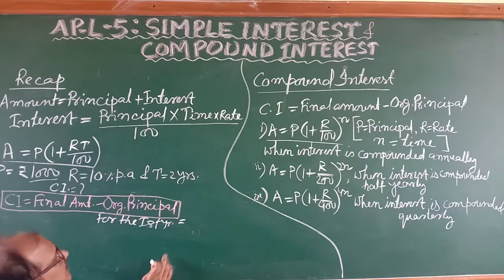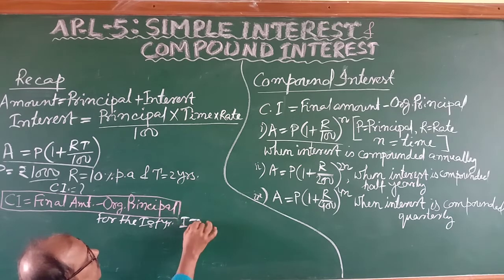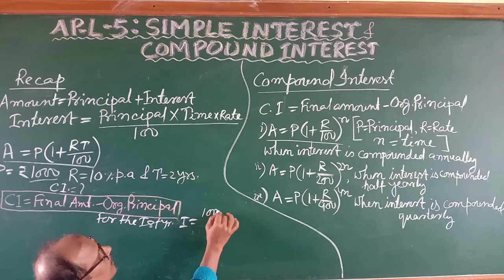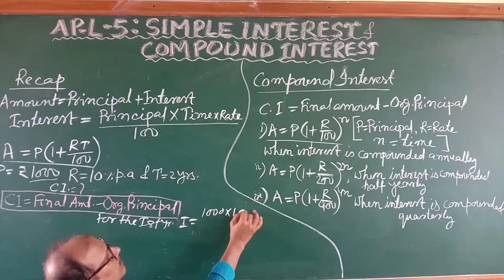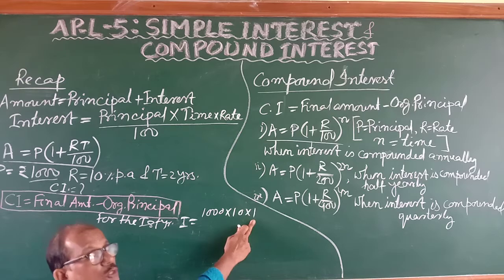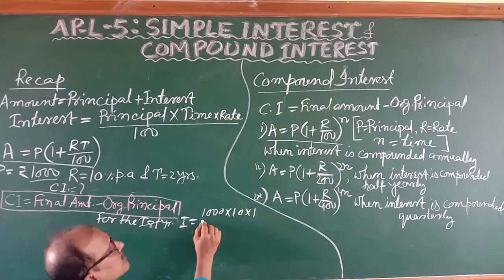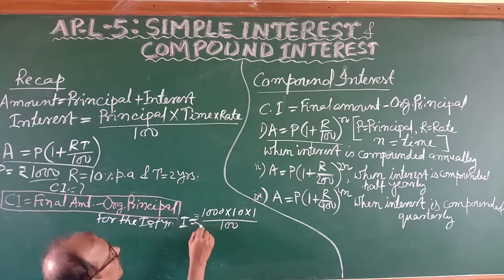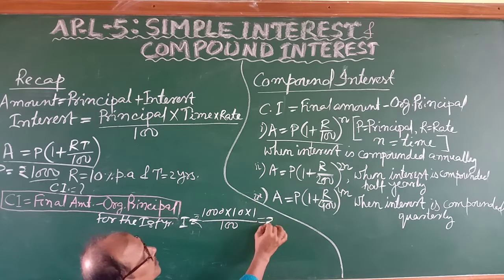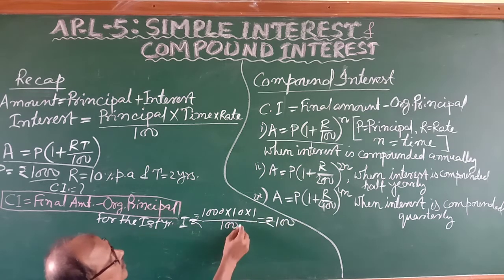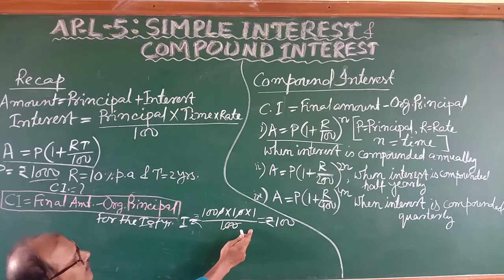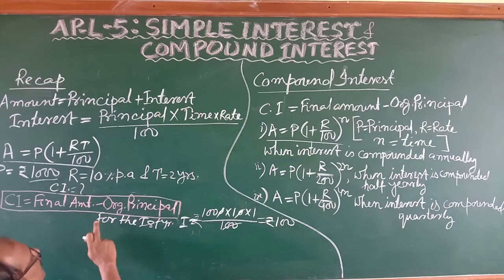What will be his interest? First year interest will become what? PRT by 100. P is equal to 1000. R is equal to 10. T is equal to 1. I have said to you every time you have to consider 1 as the time, by 100. If you calculate, you will find it is 100. Why? This 10 will cancel with this and this 100 remains. So this is the interest that will be added to the principal.